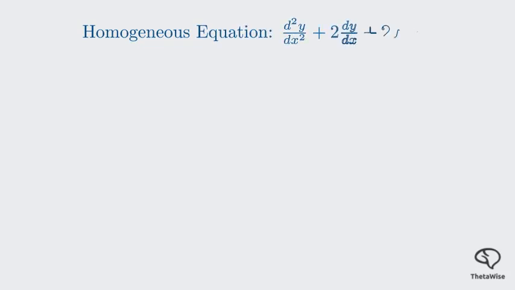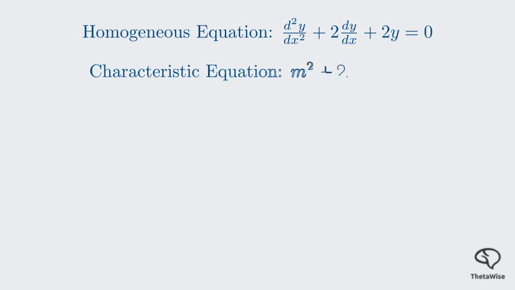To find the complementary solution, we ignore the right-hand side of our equation for a moment and solve the homogeneous version. The second derivative plus 2 times the first derivative plus 2y equals 0. The method for solving this type of equation is to first find the characteristic equation. The characteristic equation is a simple algebraic equation that we get by replacing the second derivative with m squared, the first derivative with m, and y with 1.